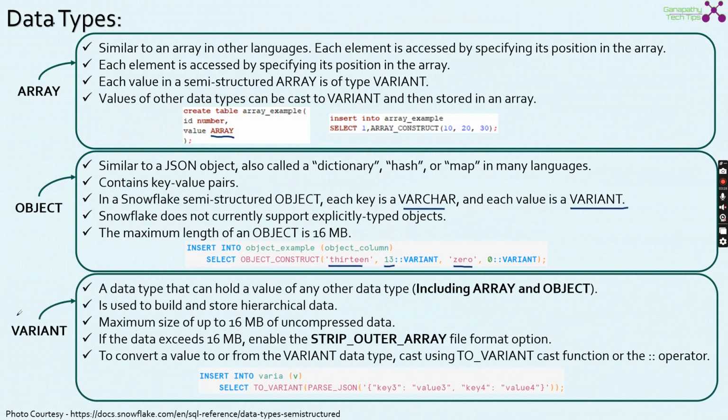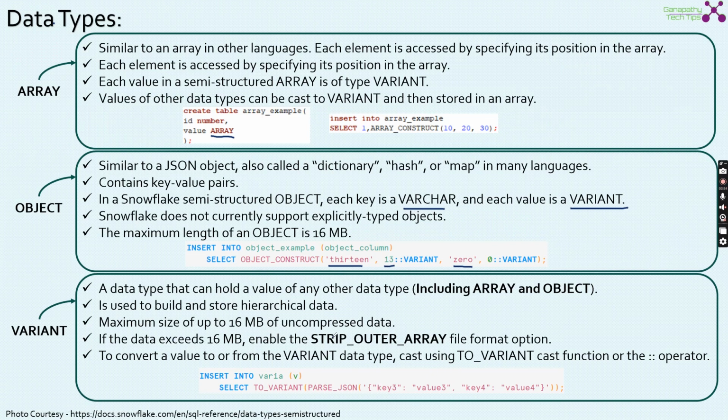Finally, we are discussing the variant data type. This is very, very widely used within the Snowflake ecosystem, so you need to understand this very clearly. It is a data type that can hold any value of any other data type, including array and object. Try to understand, you can store any value. Say I want to store the entire semi-structured data, which contains dictionaries, which contains arrays. You can utilize this variant field.